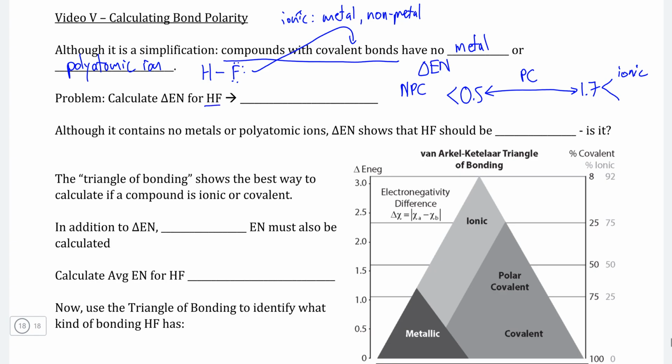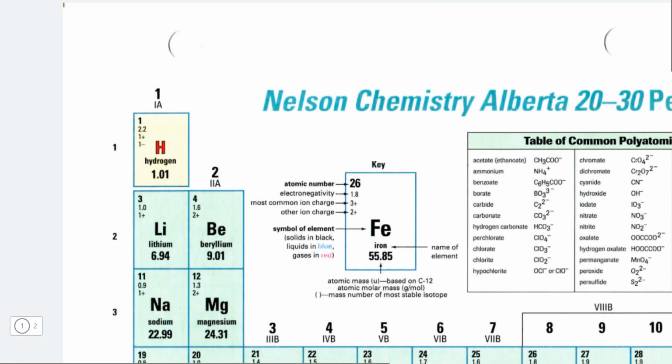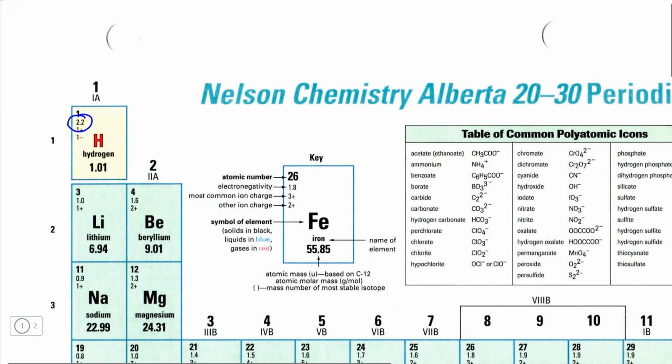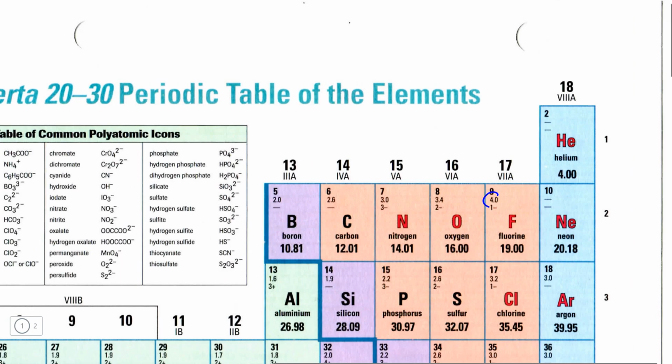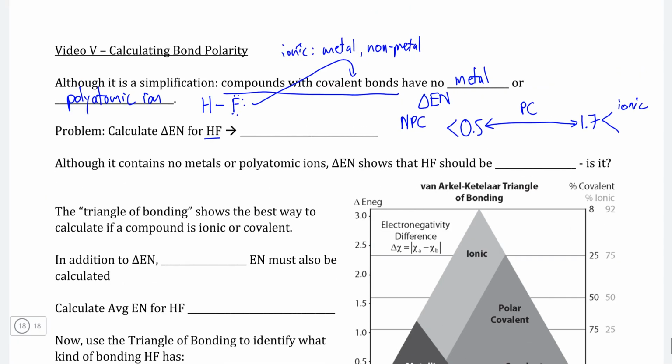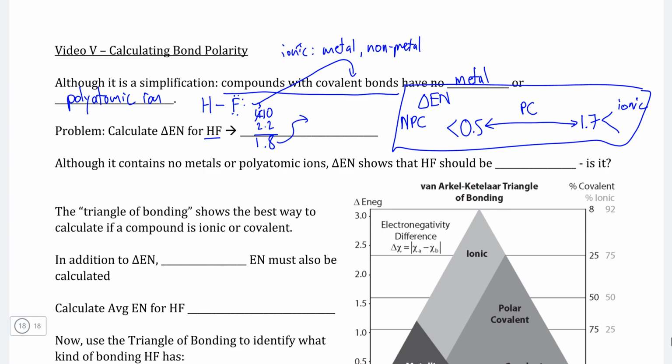So let's see whether hydrogen fluoride follows this requirement. Firstly, we can identify the electronegativity constants. Hydrogen is 2.2, and fluorine, the highest electronegativity on the periodic table, is 4.0. If we do a quick delta EN calculation, 4.0 minus 2.2 comes out to 1.8, which, following this generalization, technically means that hydrogen fluoride is ionically bonded.